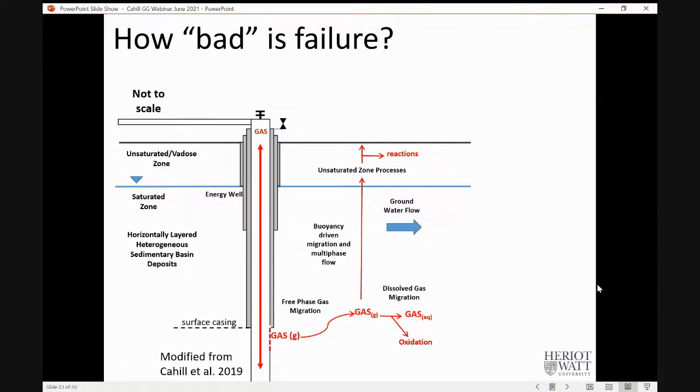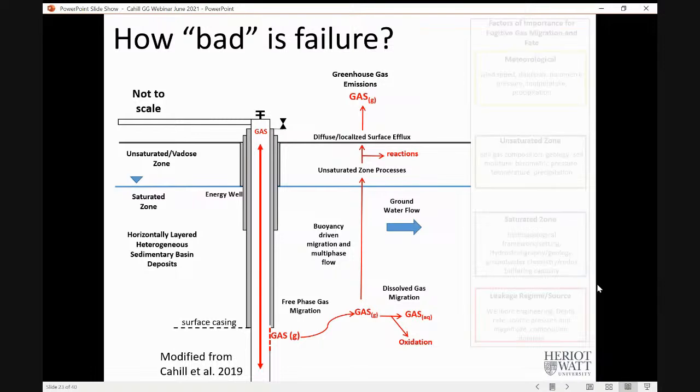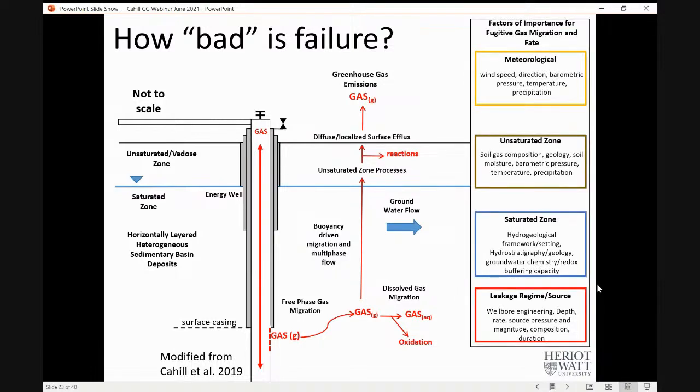It can then reach and go into the unsaturated zone at the very near surface, to the ground surface. And again, we get different flow processes and perhaps reactions. And eventually it could emit to the atmosphere as a greenhouse gas and contribute to global warming. So you can imagine this is quite a multidisciplinary and interdisciplinary phenomenon.